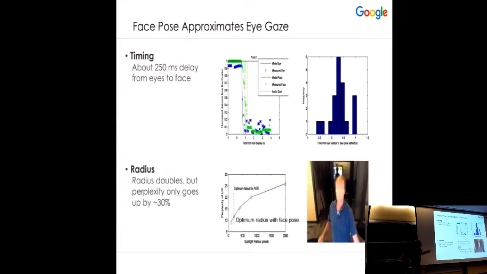And then the face pose wasn't inaccurate. But I like to say that the perplexity went up by about 30%. So eye gaze gets you down by a factor of 2, and then face pose is up by 30% from that. So, it's still useful information, not as good as you'd like.